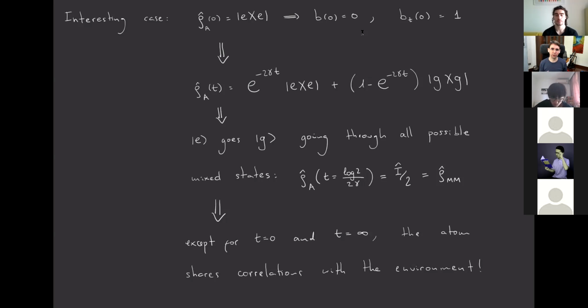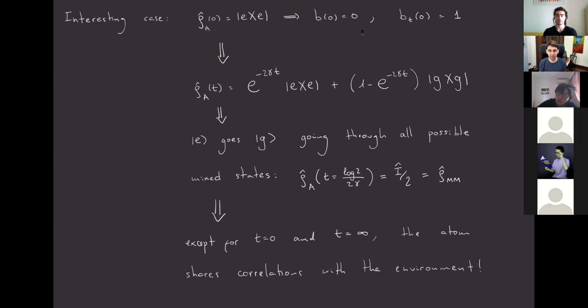Of course, we know it's entanglement, because the full state of the system is pure. Initially we start in a pure state of the atom, and we start in a pure state of the environment, which is just the vacuum state. So all together they are in a pure state, and therefore these correlations are entanglement.